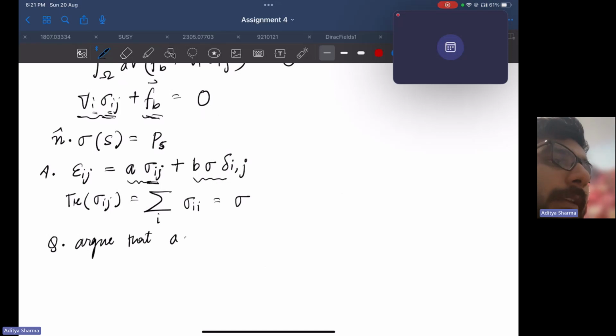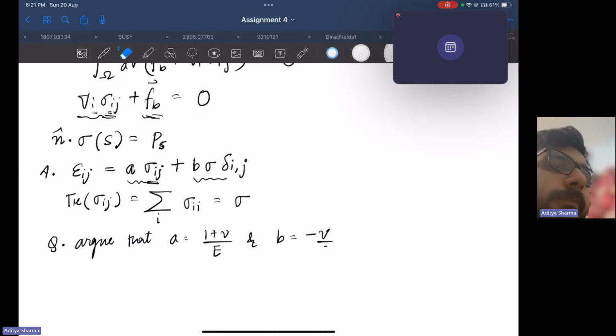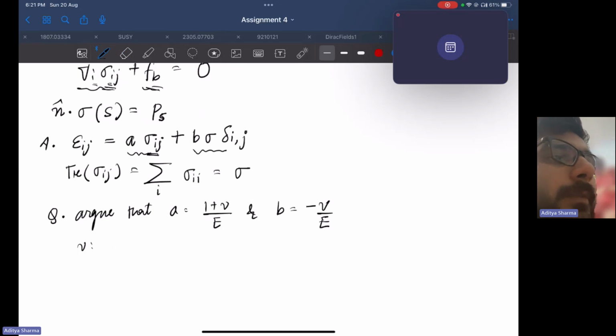So now our question is to argue that A is (1 plus mu) by E and B is equal to minus mu by E, where mu is Poisson ratio and E is Young's modulus.